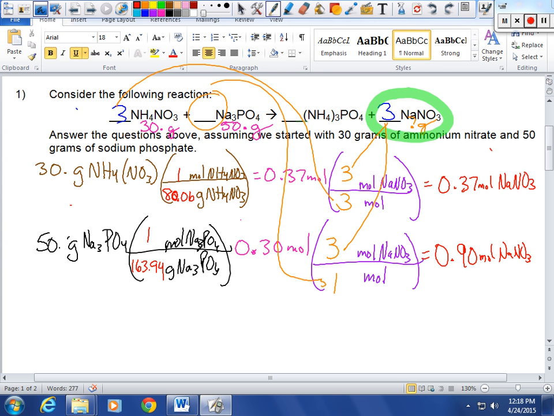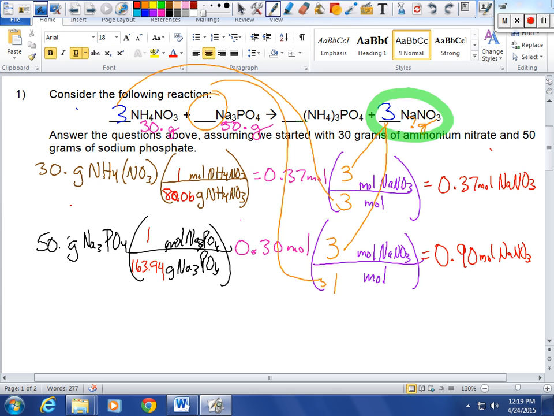Let's pretend that this was two separate problems. Problem A, I have 30 grams of ammonium nitrate. How many grams of sodium nitrate can I make? What if that was a problem? What would your answer be? Started with ammonium nitrate, 30 grams. How many moles of sodium nitrate can I make? 0.37, right? Totally separate problem. The very next day, I say, you've got 50 grams of sodium phosphate, which is right here. How many moles of sodium nitrate could I have? I could have 0.9. But what's the problem when today we have only those two amounts?